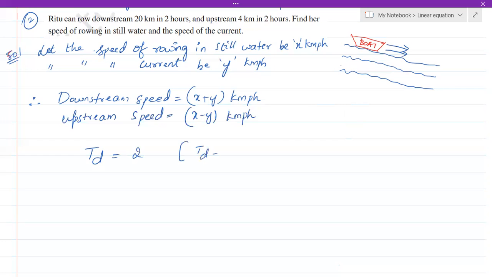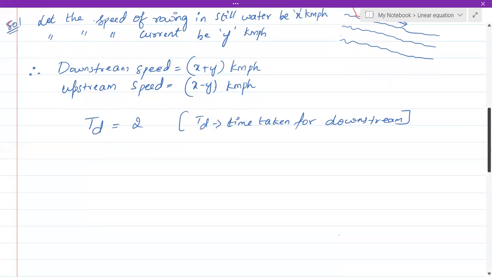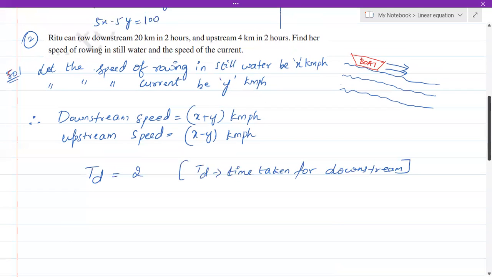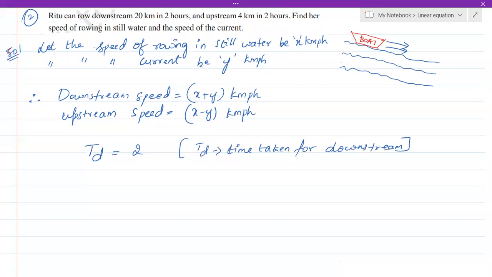So what is TD? TD is the time taken for traveling downstream, which is 2 hours. How do we calculate time? Distance by speed. What is the distance that she traveled downstream? 20 kilometer. So time is distance by speed. Distance is 20, and the speed in downstream is x plus y.